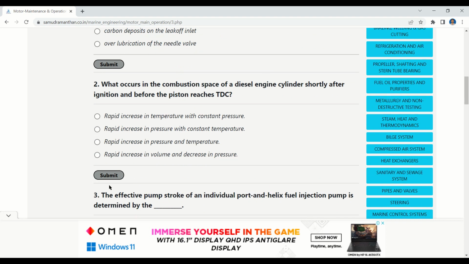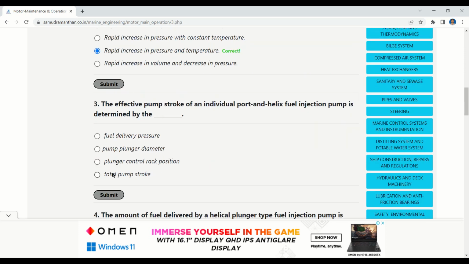Our next question is, what occurs in the combustion space of a diesel engine cylinder shortly after ignition and before the piston reaches TDC? And the options are rapid increase in temperature with constant pressure, rapid increase in pressure with constant temperature, rapid increase in pressure and temperature, rapid increase in volume and decrease in pressure. And the correct option should be rapid increase in pressure and temperature.